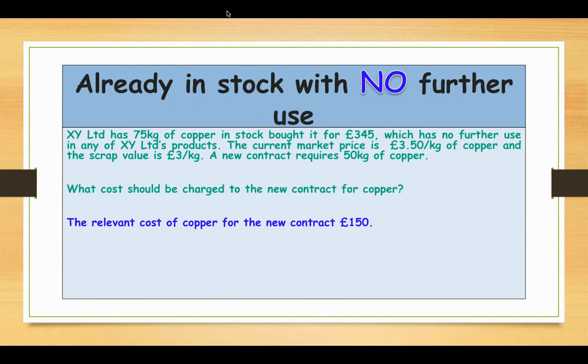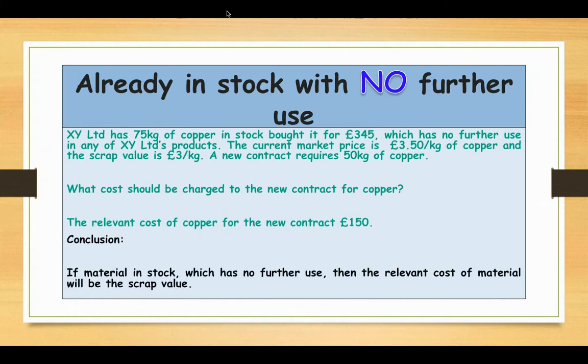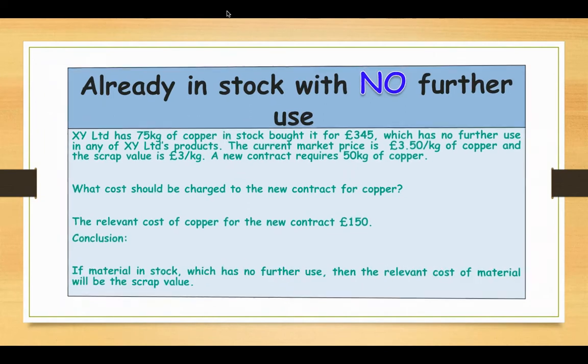So the relevant cost of copper for the new contract is 50 kilograms times the scrap value £3. So that is £150. So the conclusion here is, if material in stock has no further use, then the relevant cost of material will be the scrap value.